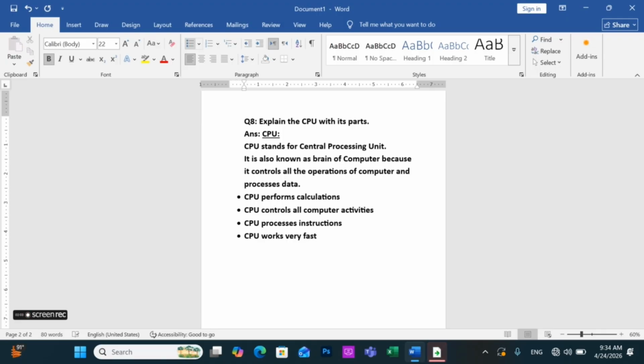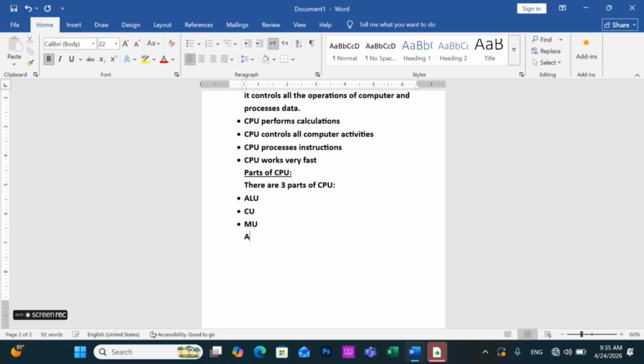Now we are going to start the parts of CPU. How many parts does the CPU have? So there are 3 parts of CPU: ALU, CU, MU. Okay, so first we will discuss the ALU.